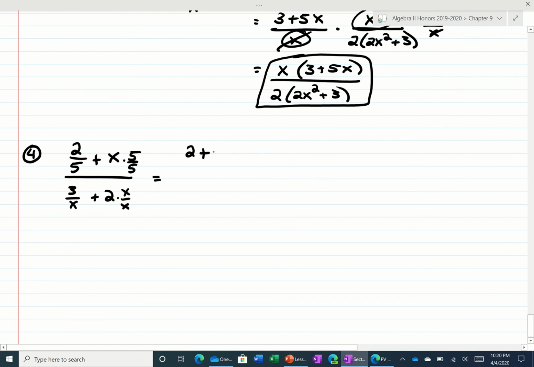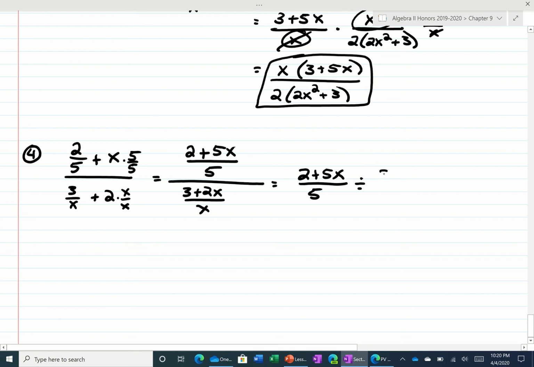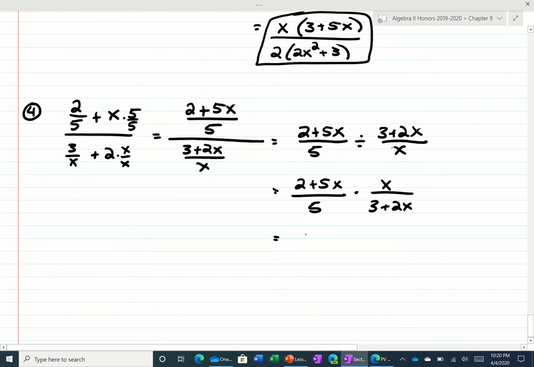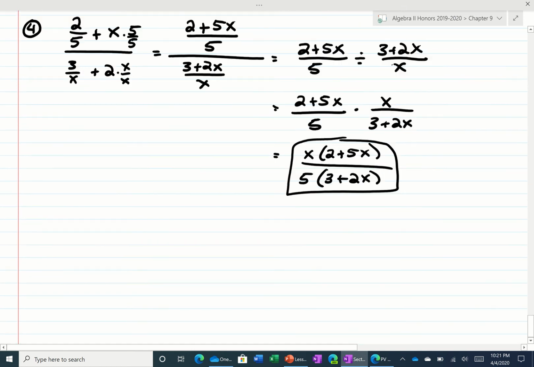And this gives us 2 plus 5x over 5. The whole thing we're going to divide by 3 plus 2x over x. If we write it horizontally, 2 plus 5x over 5 divided by 3 plus 2x over x. And then we're going to keep change flip. There's not really anything that cancels here. I mean, you could distribute the x in, but remember what I said, if the directions are simplified, that just means cancel out our common factors, and there are no common factors. So this would be the answer.